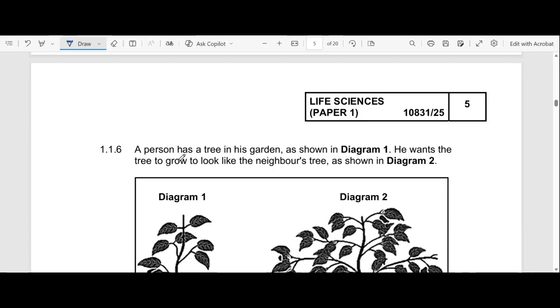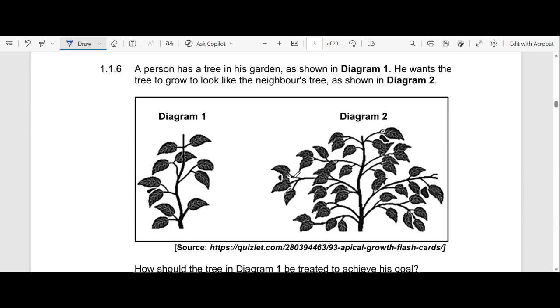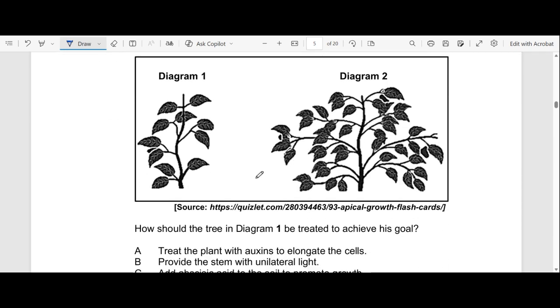A person has a tree in his garden as shown in diagram 1. He wants the tree to grow to look like the neighbor's tree as shown in diagram 2. Now let's go to the questions. How should the tree in diagram 1 be treated to achieve his goal? Obviously, the person is envious of their neighbor's lateral branches.